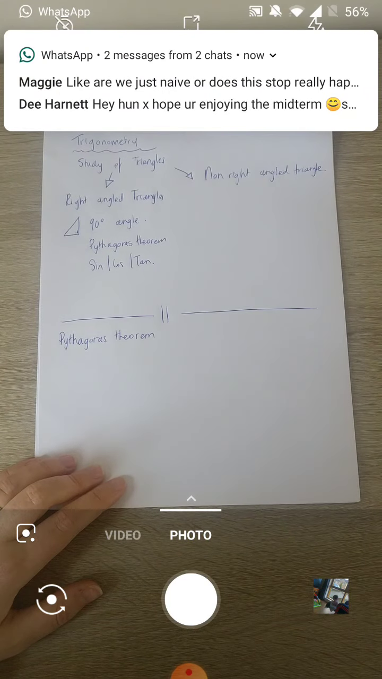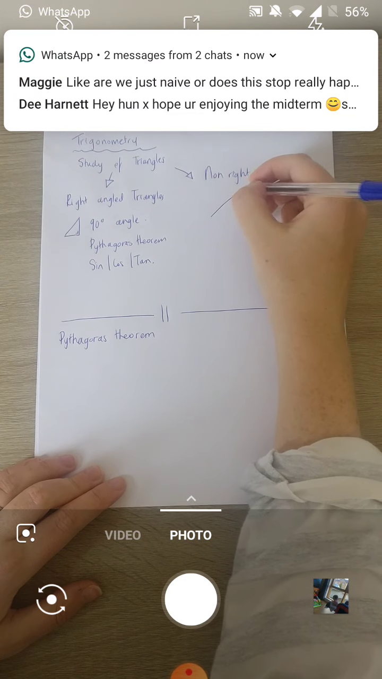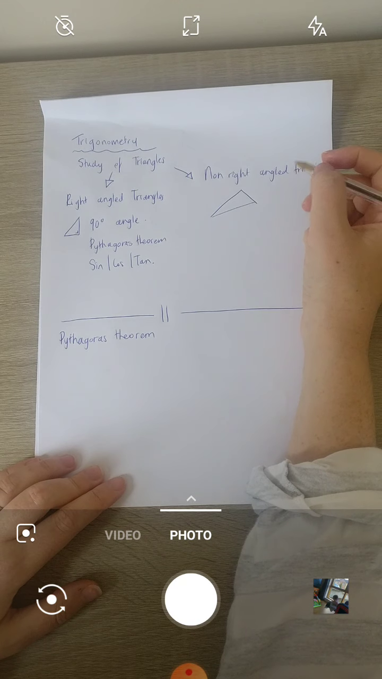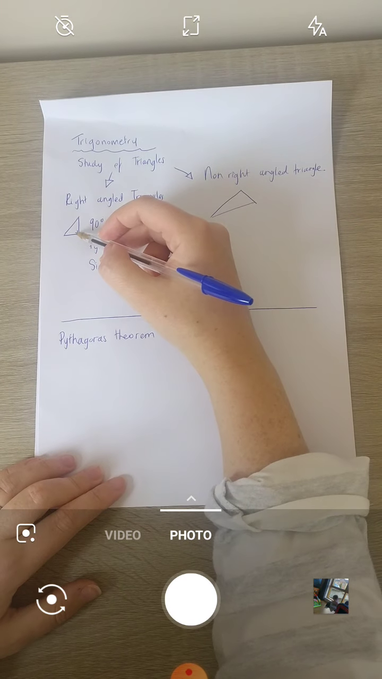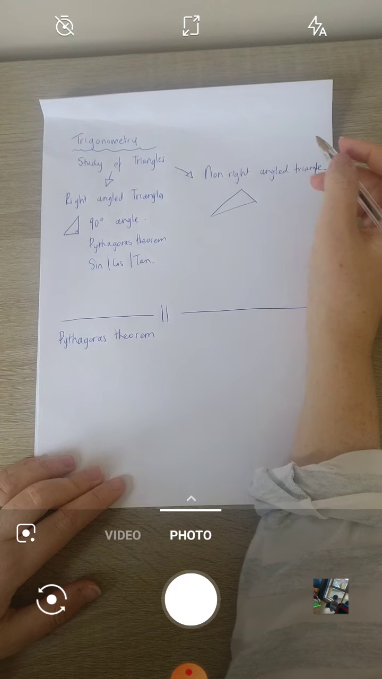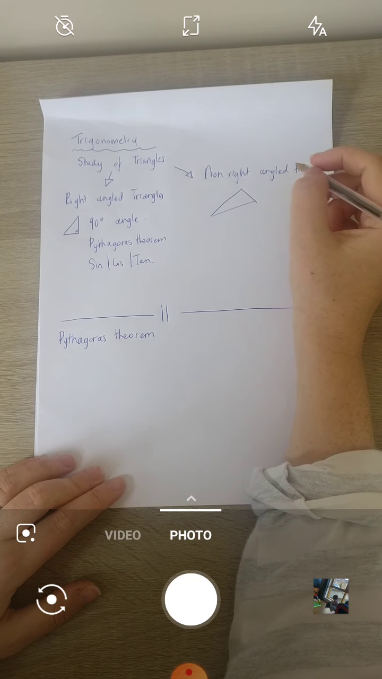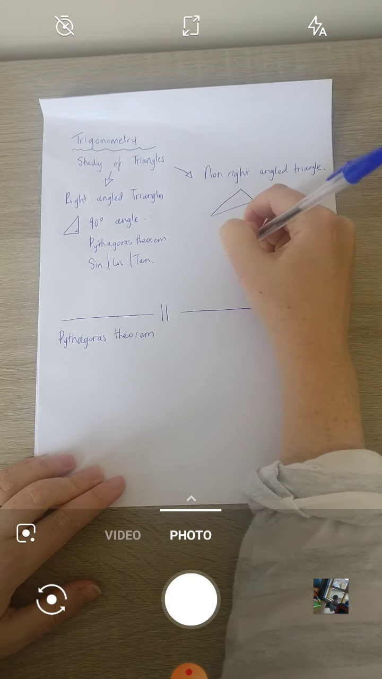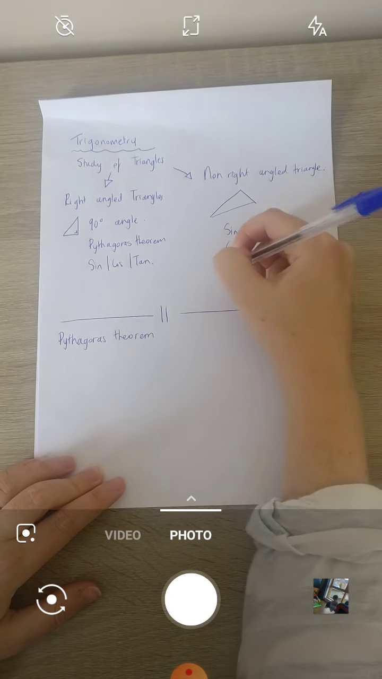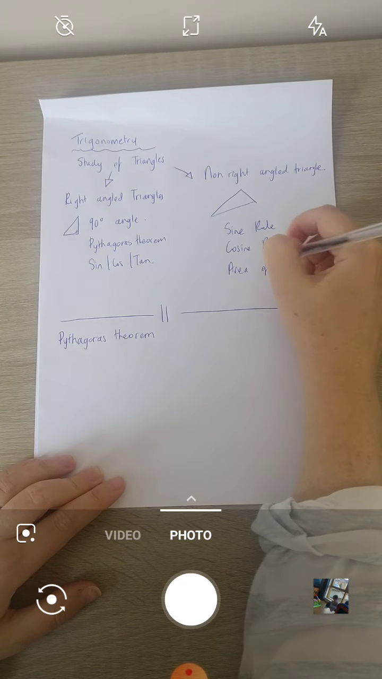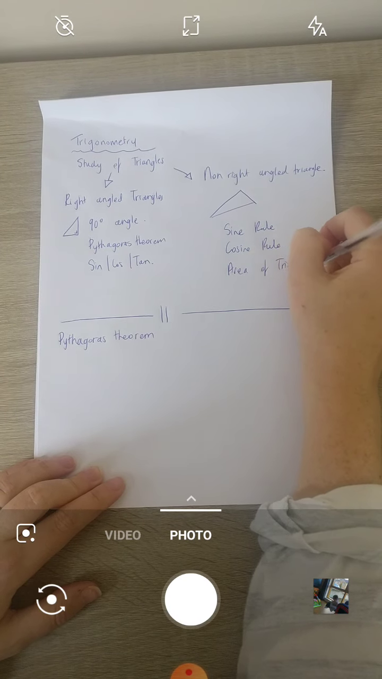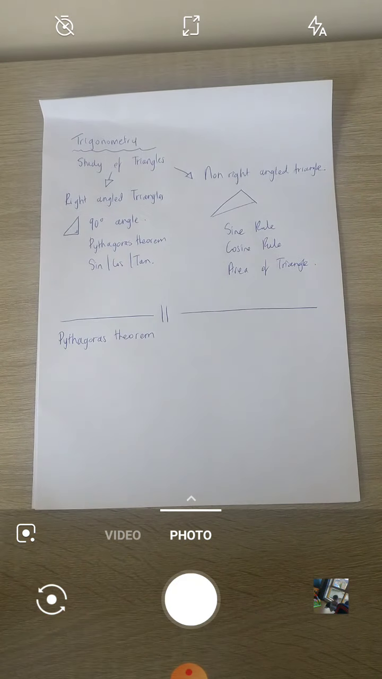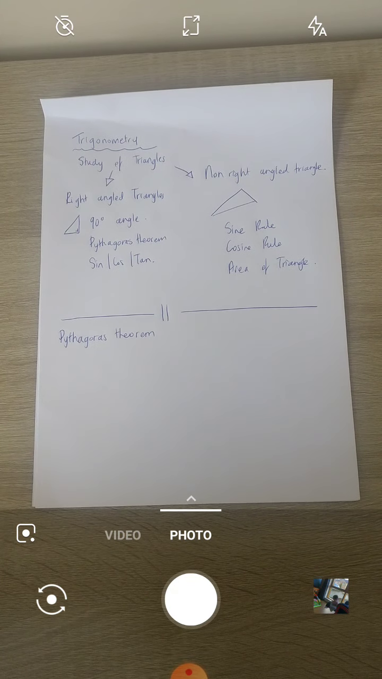Okay, in non-right angle triangles, obviously what you're looking for here is a triangle that clearly doesn't have a right angle. So it will be marked if it is a right angle, or it will say it. So for a non-right angle triangle, you're using the sine rule, the cosine rule, and the area of a triangle. Okay, in this video we're just going to look at right angle triangles, and we'll move on to non-right angle triangles later.